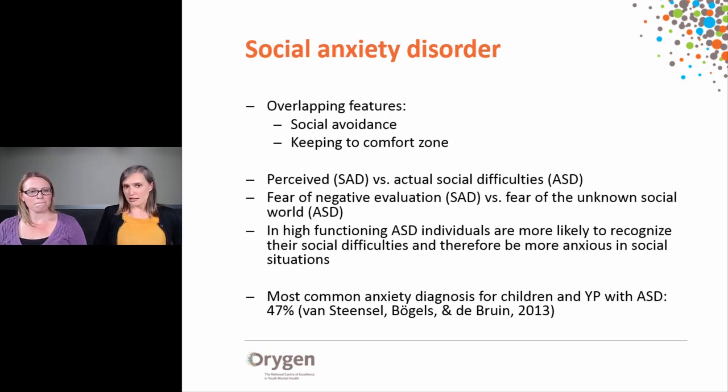Yeah. And as you just mentioned, Jo, for folks that have lower support needs on the spectrum, they're more likely to have an awareness of their social deficits, which means that they're more likely to be anxious about being in social situations. And as we mentioned already, anxiety is the most common comorbidity, but in particular, social anxiety is the most common anxiety diagnosis. In this particular group, 47% of young people and children with autism had a comorbid social anxiety disorder. So really high prevalence.